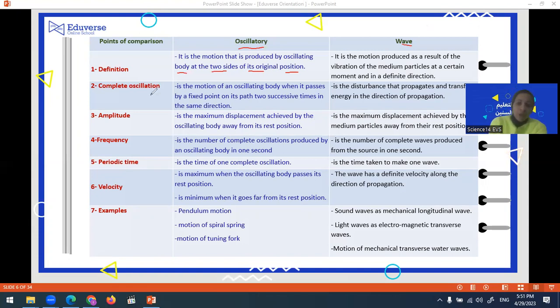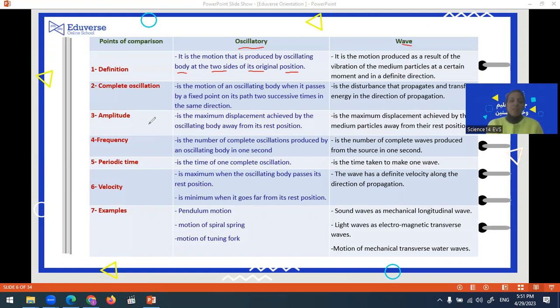What is the complete oscillation? I said it before. Yes, excellent. Please concentrate. It is the motion of the oscillatory body when it passes by a fixed point on its path two successive times in the same direction. Now I can say that I completed one oscillation. What about the wave? The complete wave is the disturbance that propagates and transfers energy in the direction of propagation.